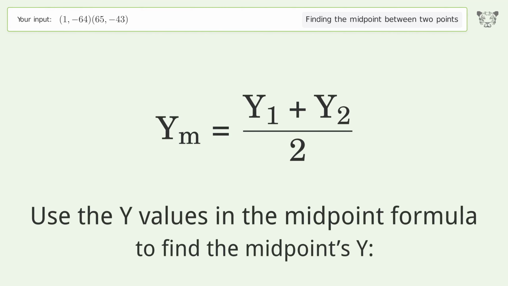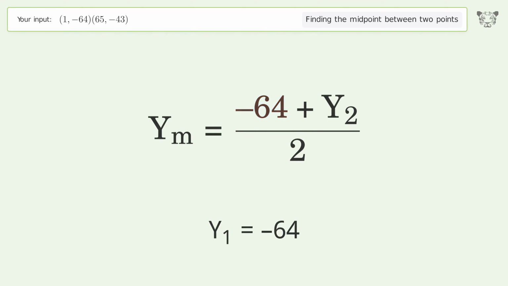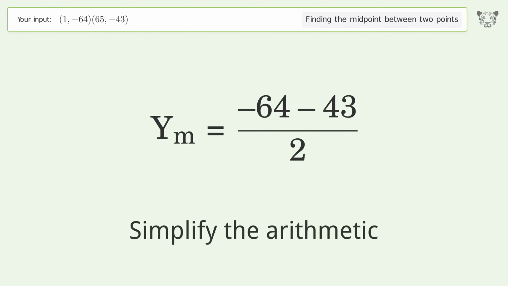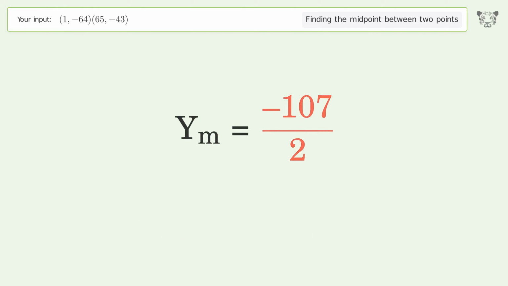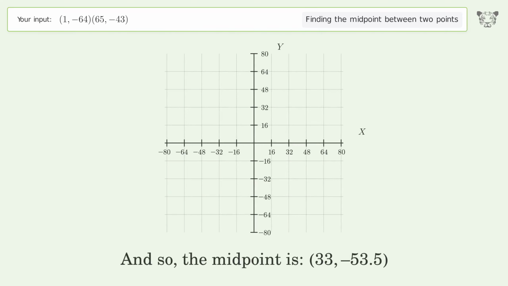Use the y values in the midpoint formula to find the midpoint's y. y1 equals negative 64. y2 equals negative 43. Simplify the arithmetic. And so, the midpoint is 33, negative 53.5.